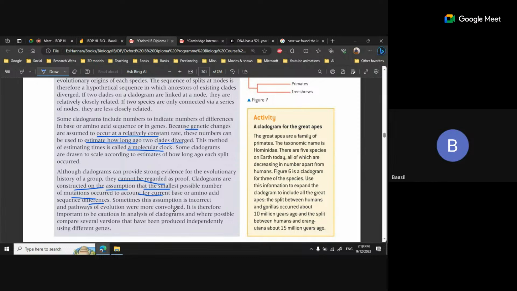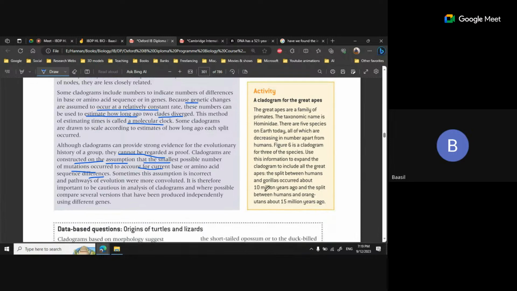Even though they're quite similar, there are other characters, like for example the beak and the bat's vision and other stuff, that are completely different. So that's why we can't assume that they're the same in the same cladogram. Let's read this. A cladogram for the great apes.